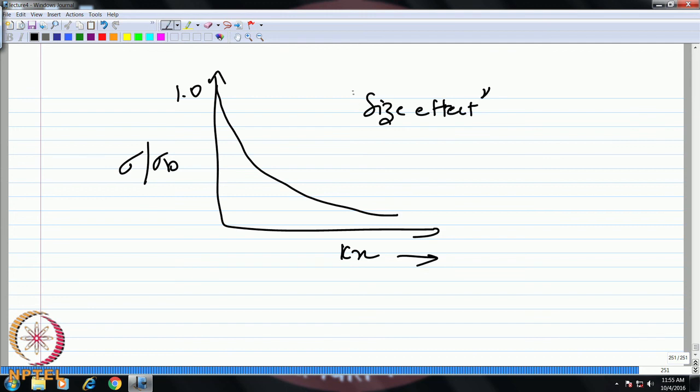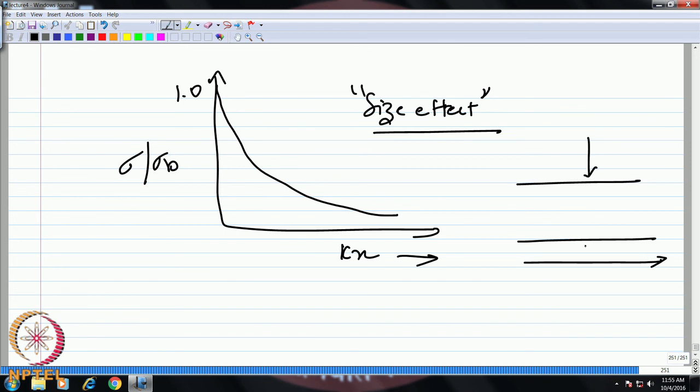So, in nanoscale transport, there is a reduction in the electrical conductivity, even for the case where your transport of electrons is along the thin film and you have a confinement perpendicular to the transport. Even in this case, there is a size effect seen because of the scattering from the boundaries. This scattering is going to reduce the momentum of the electrons, and therefore it is also going to reduce the amount of electron conduction.